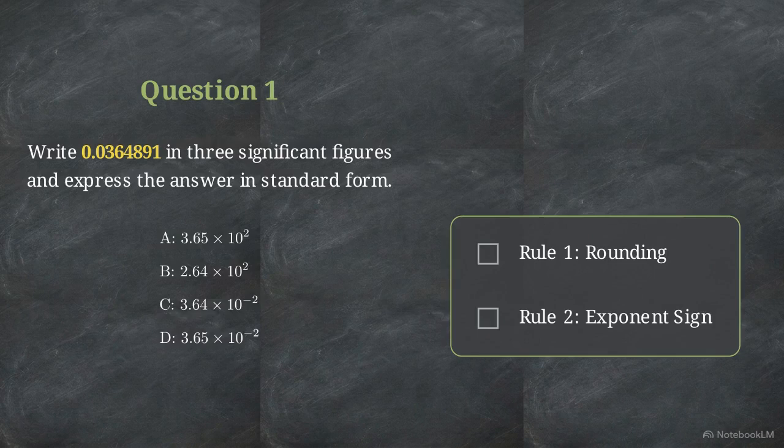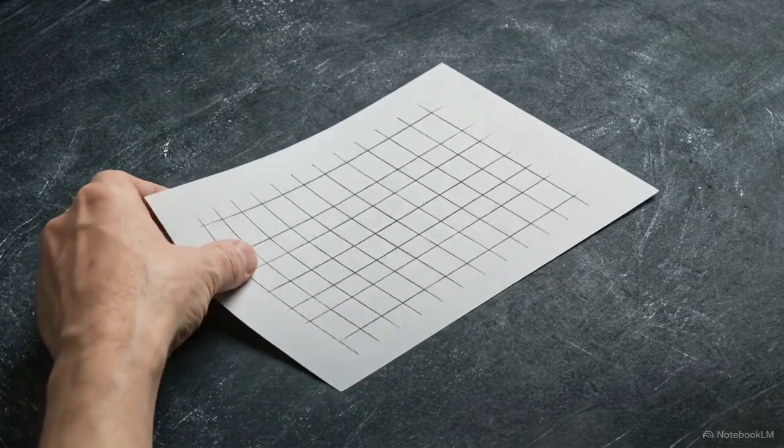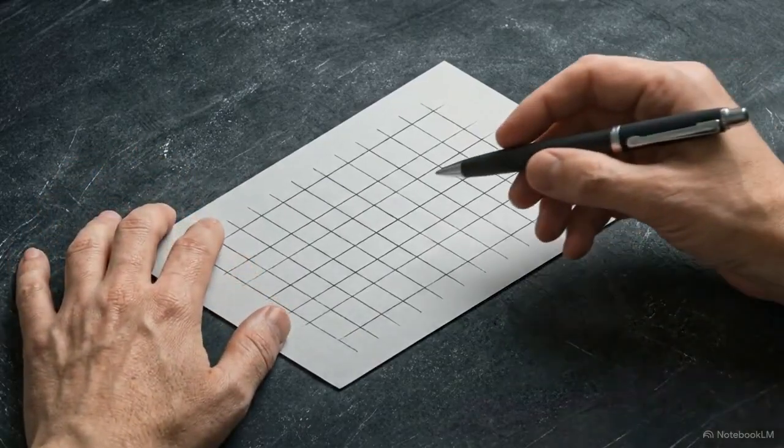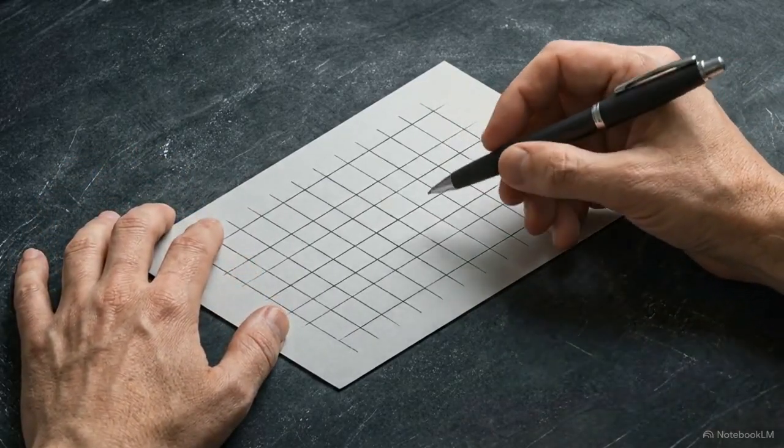This problem requires the simultaneous application of 2 rules, rounding to a specific degree of accuracy and correctly assigning the sign of an exponent. Grab a pen and a piece of paper. We will work through the specific steps required to reach the solution. We will divide the process into 2 phases.